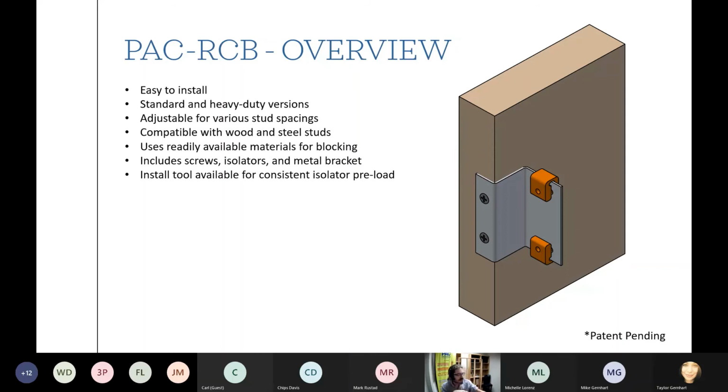And then we also have an install tool available for consistent isolator preload. So we have these cool things. This is just a prototype that we've 3D printed. But the idea is this acts as a depth stop so that you don't overcompress or undercompress the rubber. So it's not loose where things rattle, but they don't just yard on it so that it's so tight that you've completely squeezed the rubber, to make sure that it functions well. So we have that, and it's available for a bunch of different tips for drywall screw guns as well.